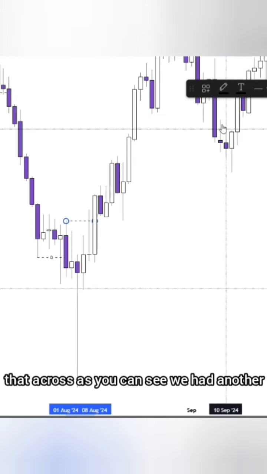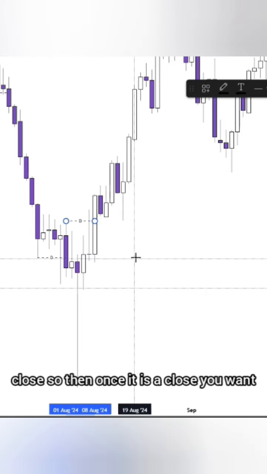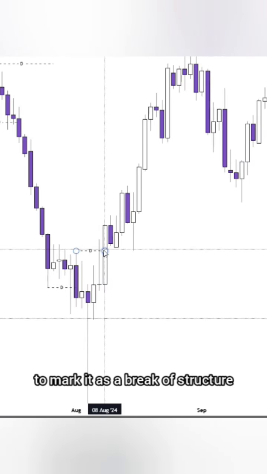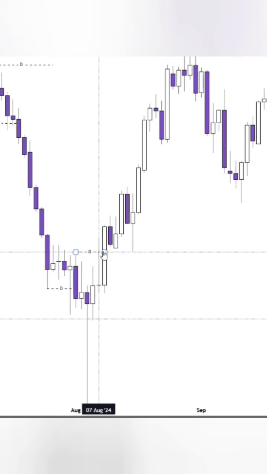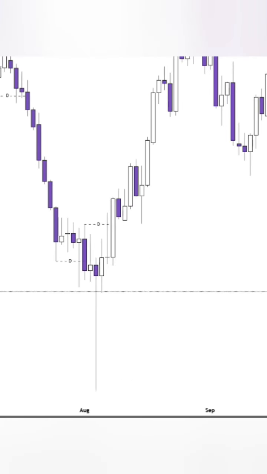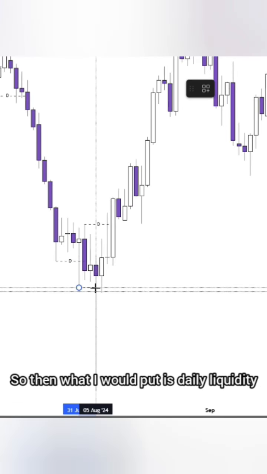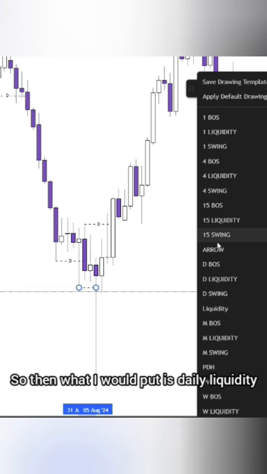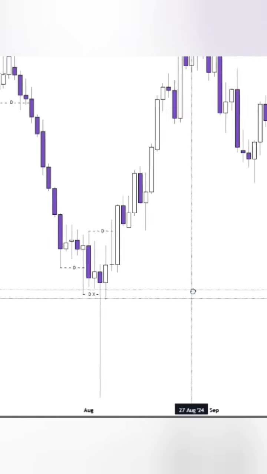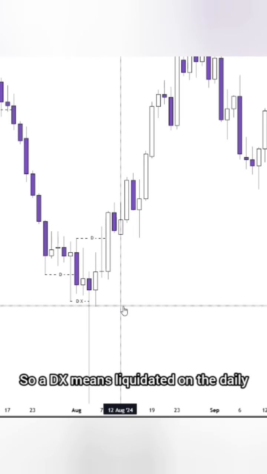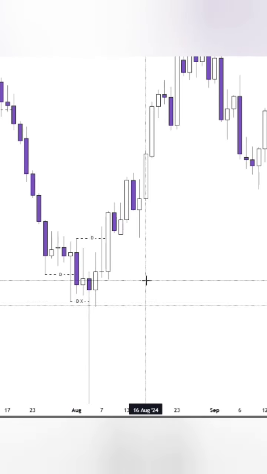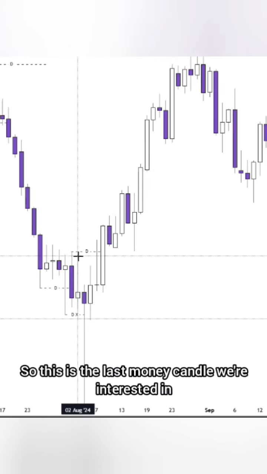As you can see, we had another close. So then once it is a close, you want to mark it as a break of structure. If it only wicked, then what would happen is, as you can see here, it only wicked. So then what I would put is daily liquidity. So D liquidity. A DX means liquidated on the daily but didn't close. So this is the last money candle we're interested in.